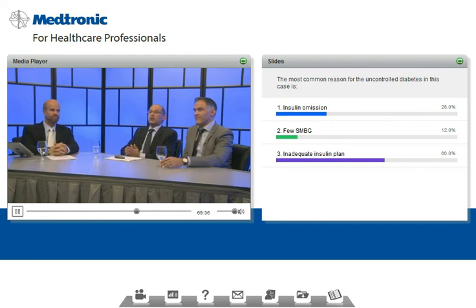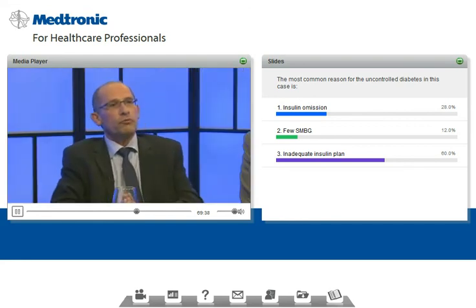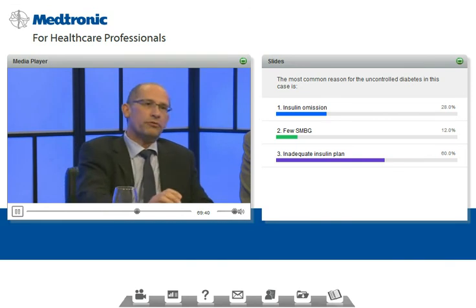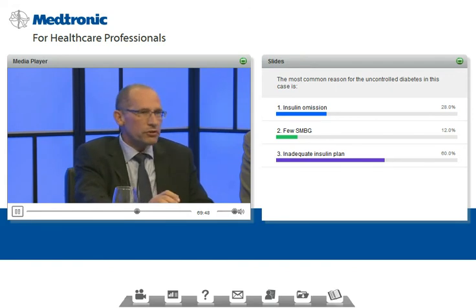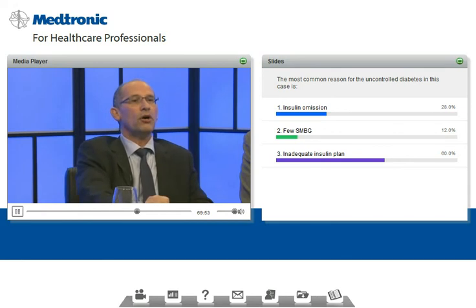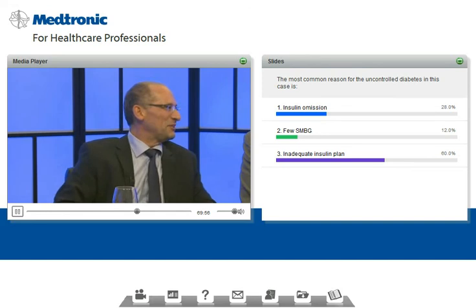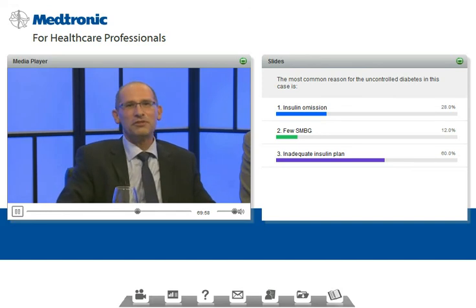So the question to you, if you remember the download, what do you think is the most common reason for this patient to be uncontrolled? Is it 1, insulin omission? 2, the patient is not measuring enough blood glucose with his blood glucose meter, or 3, that the plan is not good enough? It is an inadequate insulin plan.